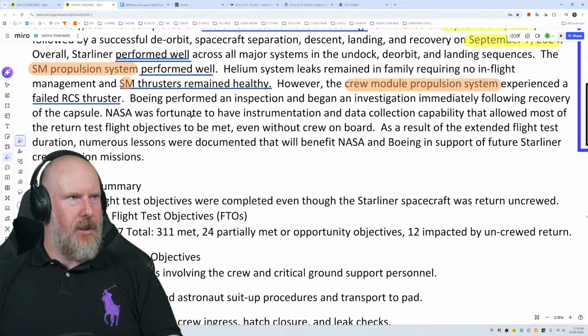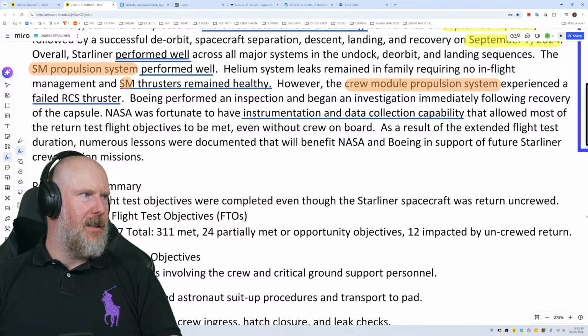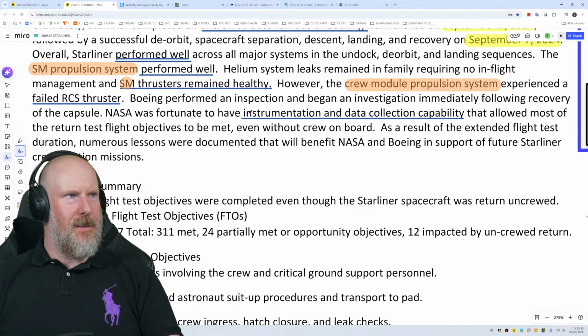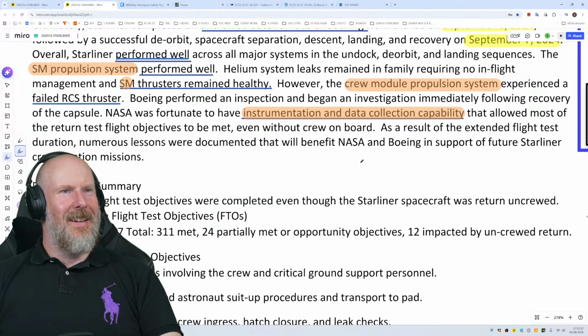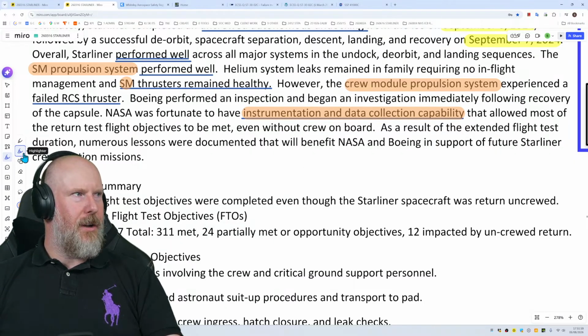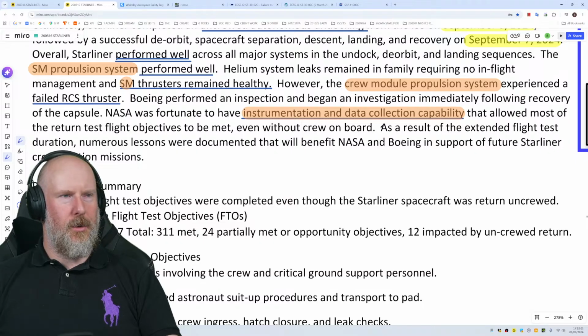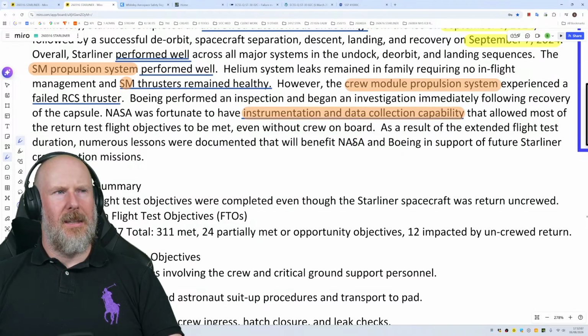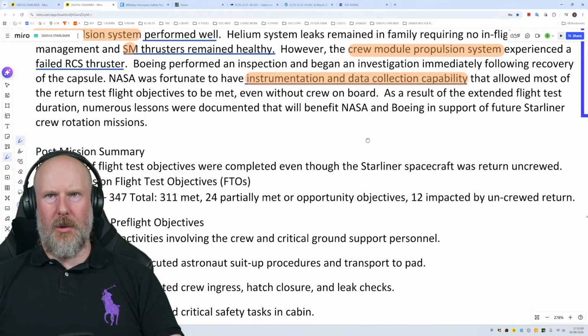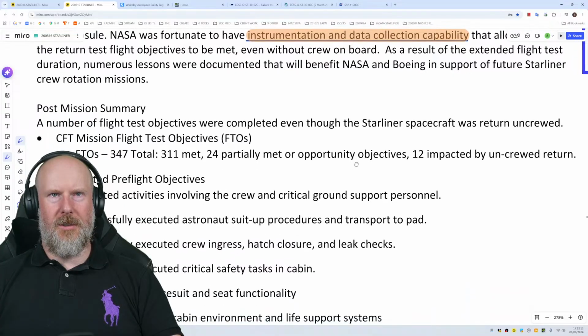NASA was fortunate to have instrumentation and data collection capability. Yeah, this is fantastic. You need flight data, so to speak, that allowed most of the return test flight objectives to be met, even without crew on board. As a result of the extended flight test duration, numerous lessons were documented that will benefit NASA and Boeing in support of future Starliner crew rotation missions.